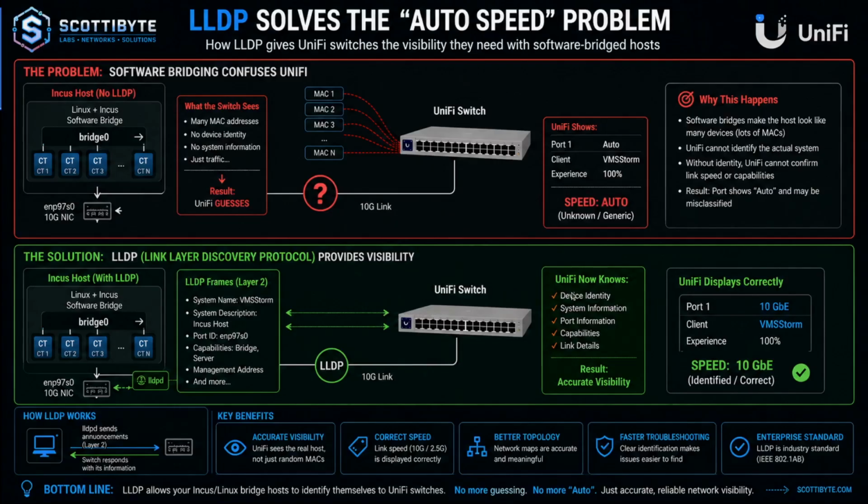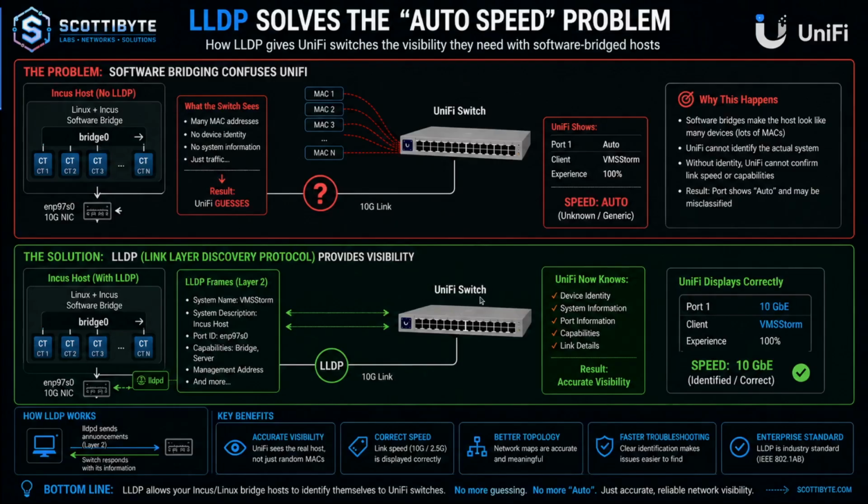So as a result of putting this in place, you now have unique device identity, system information, port information, capabilities, and devices are linked. And now it knows what the speed is. It sees the device online. And from the Ubiquiti Unified Network Controller perspective, the experience is 100% because it's actually there.